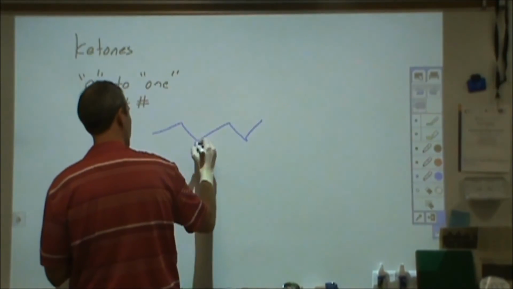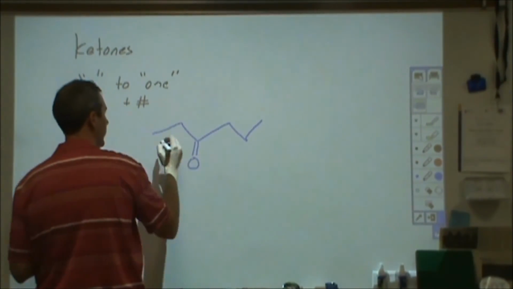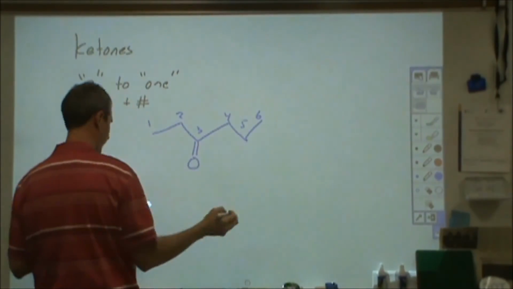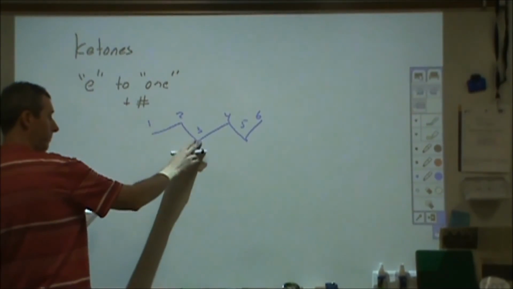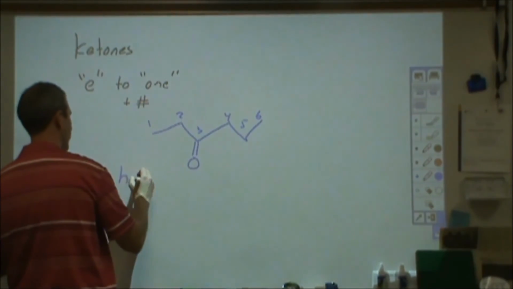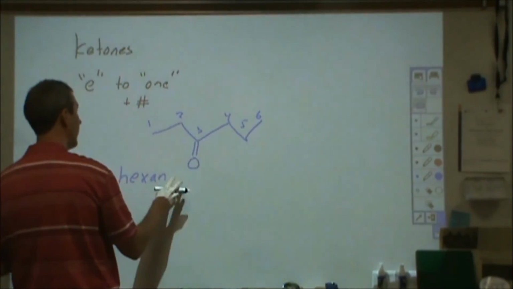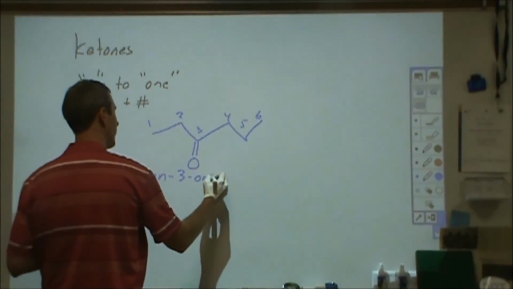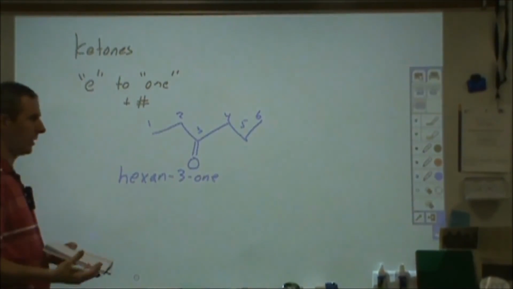So, a simple example: 1, 2, 3, 4, 5, 6. We have this group here, the third one. Otherwise, it's just a hexane. We lose the E, we change it to O-N-E. Hexan-3-one would be the name of that one.